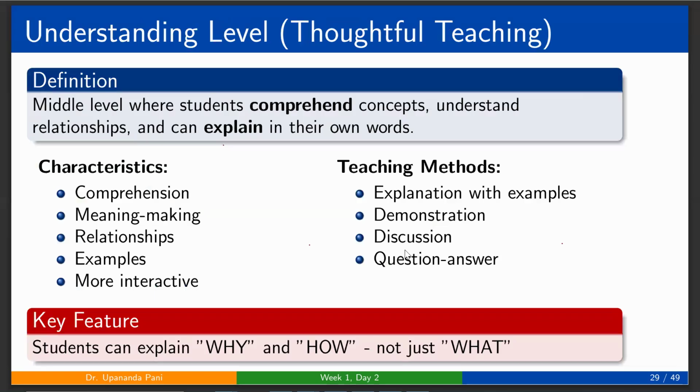So then next is understanding level, that is thoughtful teaching. It is basically the middle level where students comprehend concepts, understand relationships, and can explain in their own words. What are the different characteristics? Comprehension, meaning making, relationship, example, more interactive. What teaching methods can we use? Explanation with example, demonstration, discussion, question answer. The key feature of this level is students can explain why and how, not just what, right? So it is kind of a middle path. That is why it is thoughtful teaching.